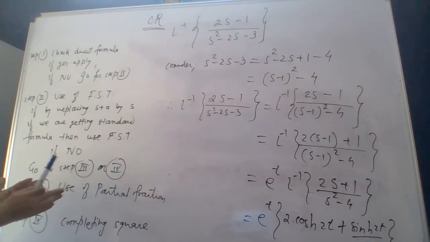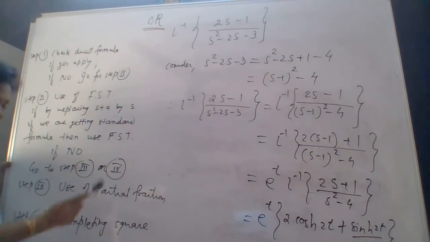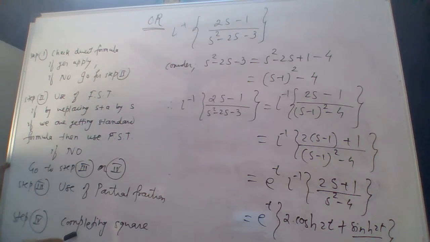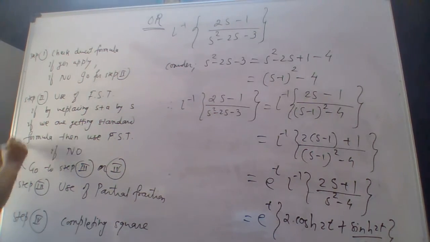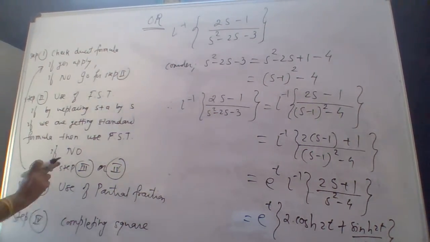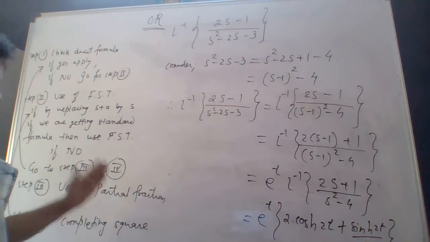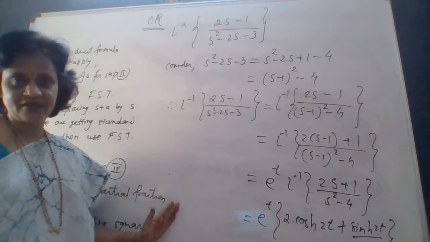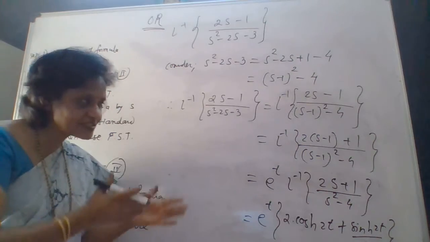If that is not possible, then we have to go either for step 3 or for step 4. Step 3 is partial fraction and step 4 is completing square. Now you can just check this. When you use partial fraction, you are reaching step 1, and when you use completing square, you reach step 2. So it depends on the function what you have to use, partial fraction or completing square. It's completely your convenience.